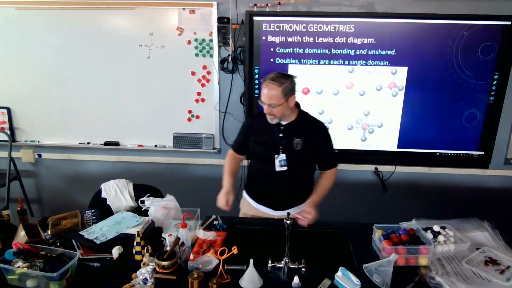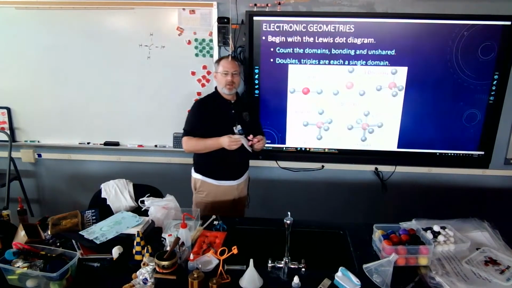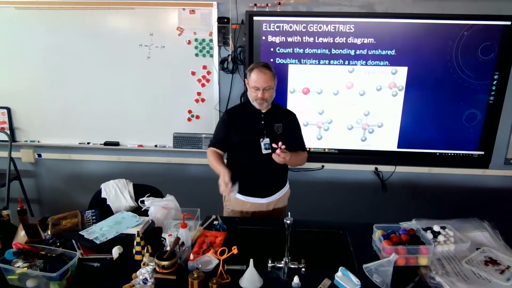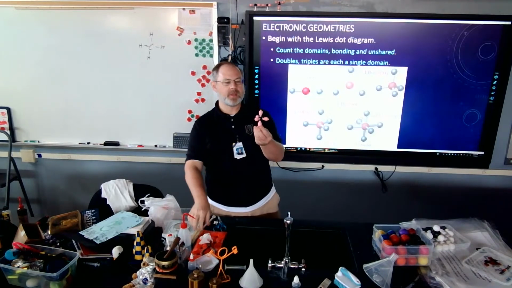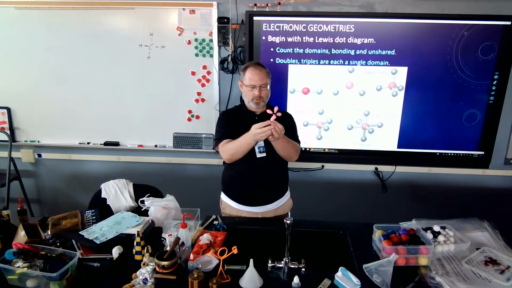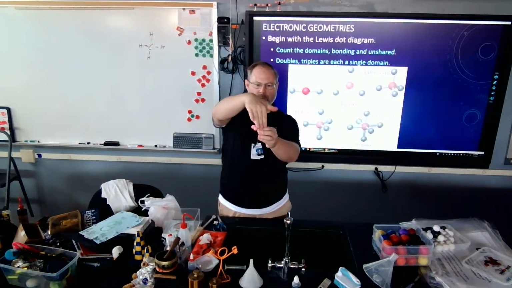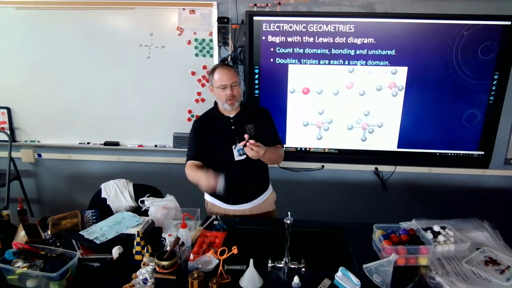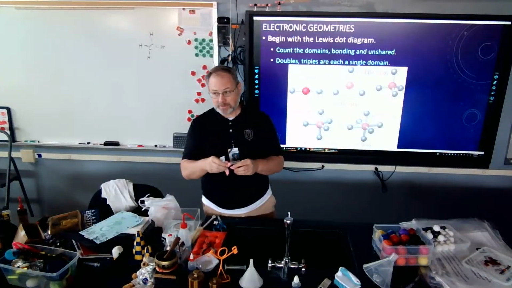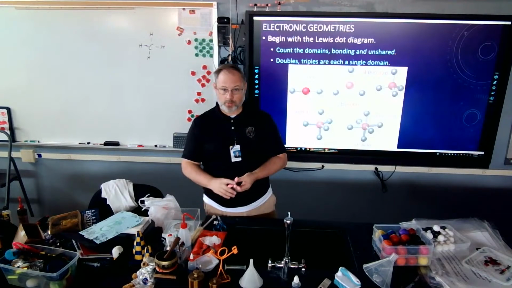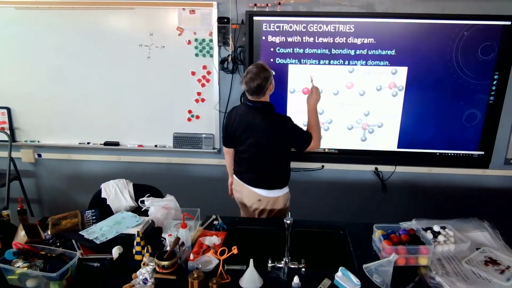If you have 5 domains, they form 2 triangular pyramids on top of each other. So this is a model with 5 domains. You can see there's a triangle pyramid up here and a triangle pyramid down below. So if you have 5 domains, we call it trigonal bipyramidal. 2 triangle pyramids, trigonal bipyramidal, 5 domains.